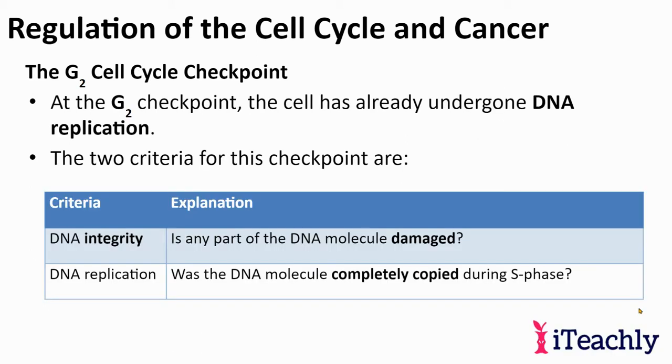Okay, so now we're going to the G2 checkpoint. At the G2 checkpoint, the cell has already gone through DNA replication. And so there are two criteria for this checkpoint: is any part of the DNA molecule damaged? And was the DNA molecule completely copied during the S phase? So they're really checking whether the DNA got replicated correctly.